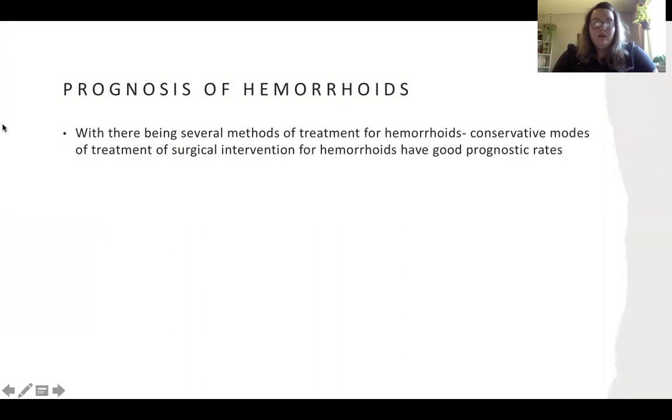And the prognosis of hemorrhoids. It's really good. There are several methods of treatment for this. They can do surgery, the bands. So the prognosis of hemorrhoids is really good. And that is it on hemorrhoids.